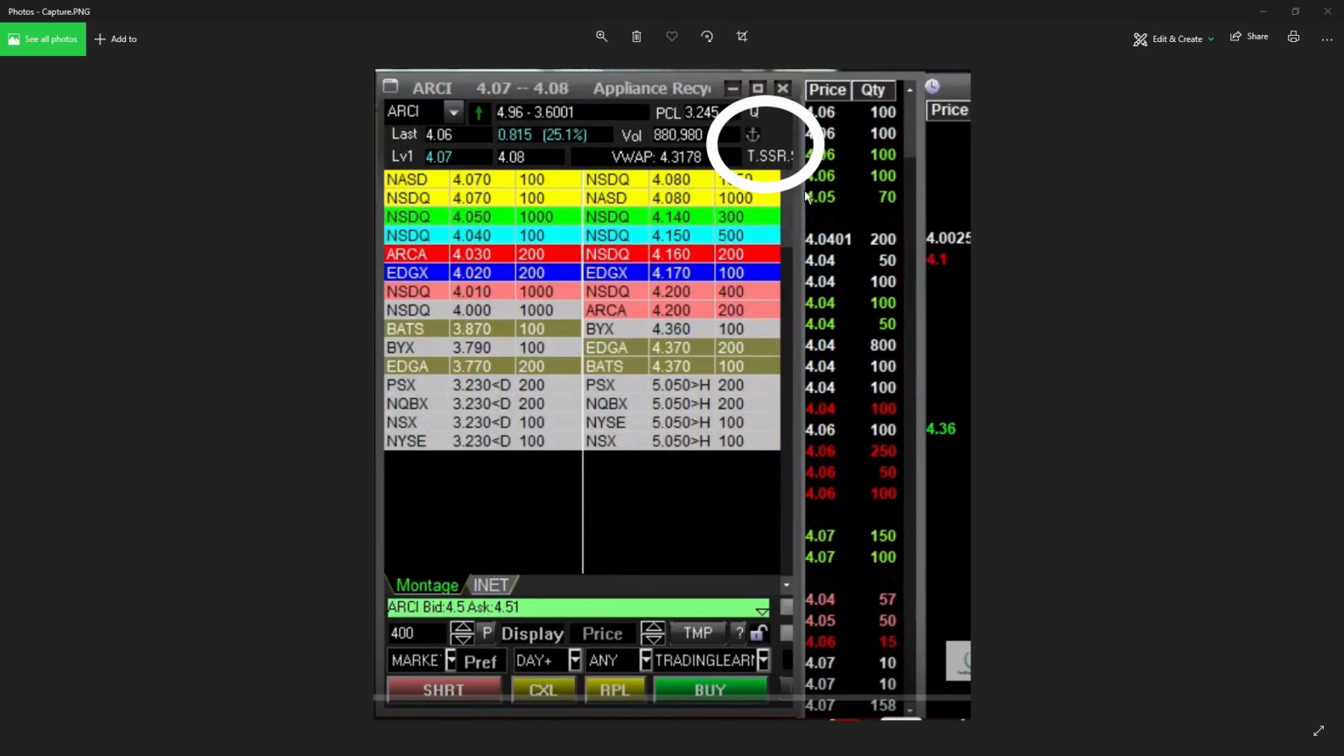To sum it up, when SSR is activated on a stock, it pretty much means that shorts cannot slam the bid and cut the stock down. They can only short a stock on upticks. So they can only short on the ask. They have to short when the stock goes into strength.